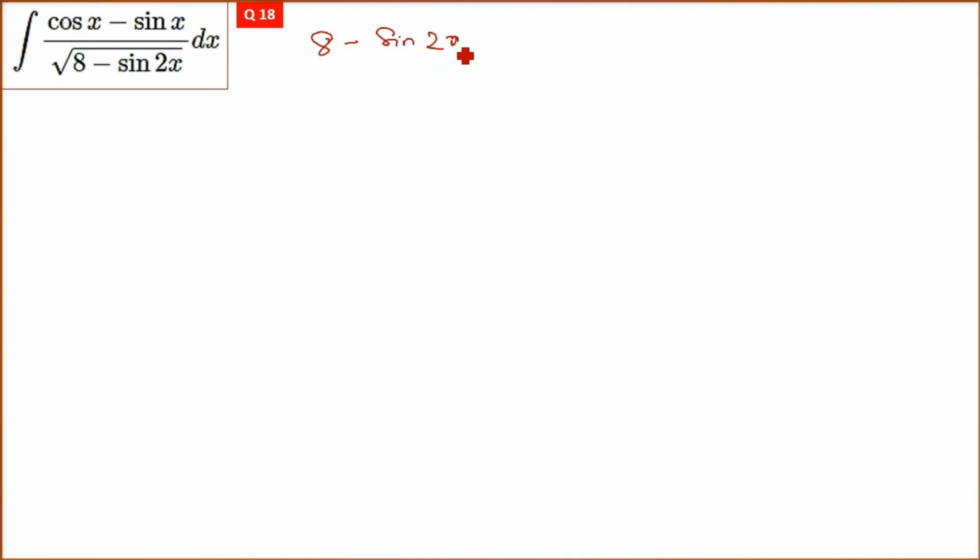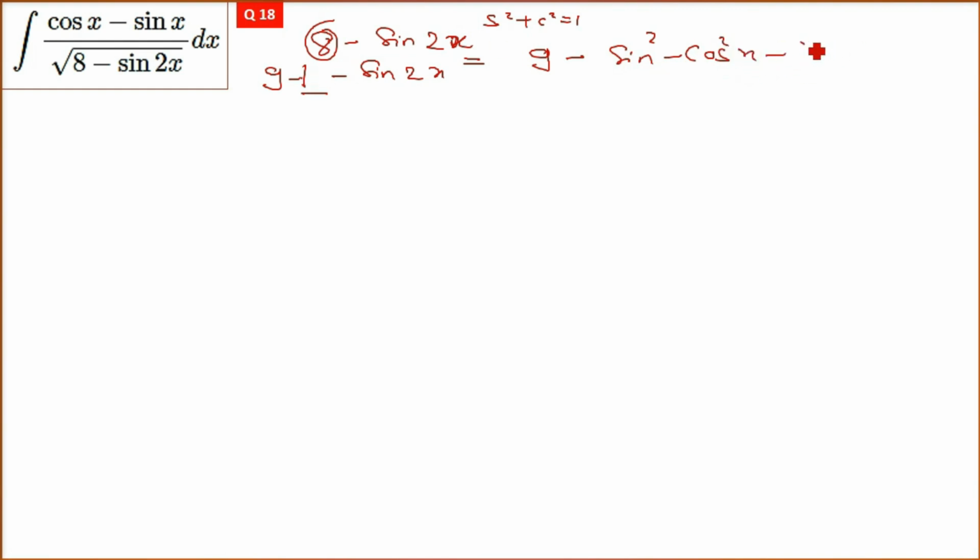So this 8 minus sin 2x. We can write this 8 as 9 minus 1. 9 minus 1 is 8 only. It could have been done as 7 plus 1 also. But 9 minus 1 is better because 9 is 3 square. So 9 minus 1 minus sin 2x. So we got 9 minus 1. But this minus 1, we know sin square x plus cos square equals to 1. In place of 1, I am writing sin square x plus cos square x. Sin 2x, I am writing 2 sin x cos x because sin 2 theta is 2 sin theta cos theta.